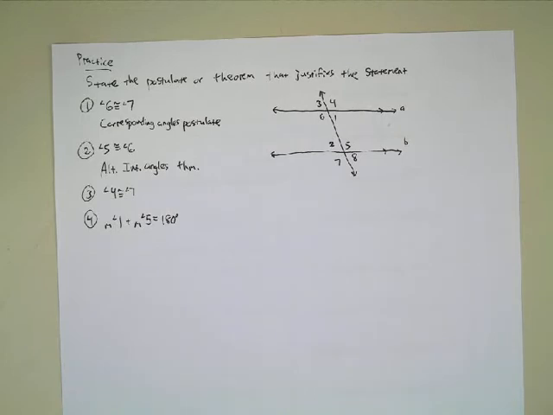Okay, so 4 and 7. What's the reason for that there? What's the statement? Yeah. Alternate exterior angles. Alternate exterior angles theorem.